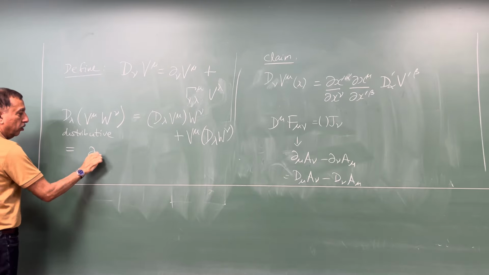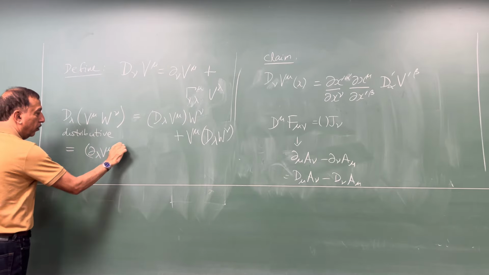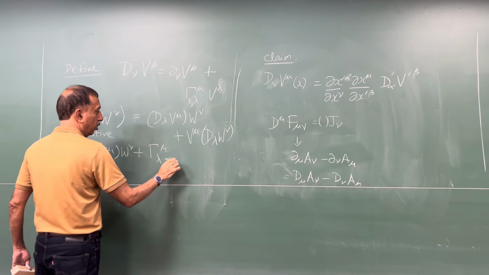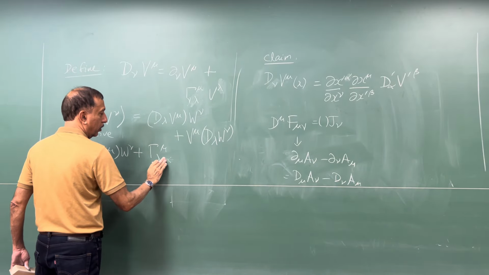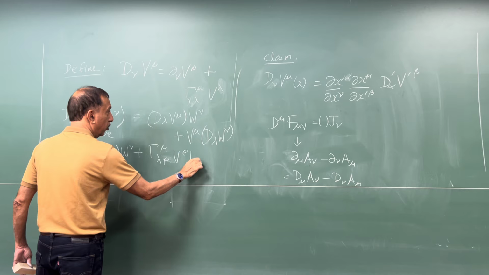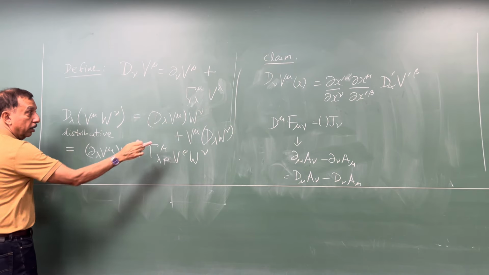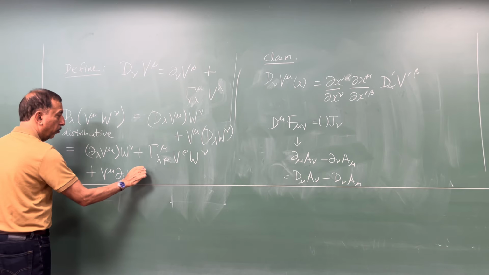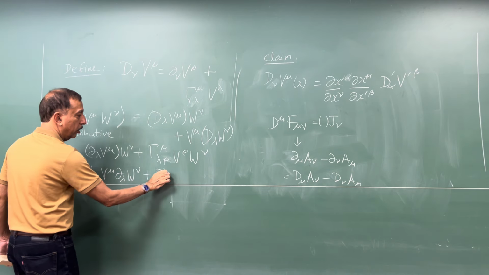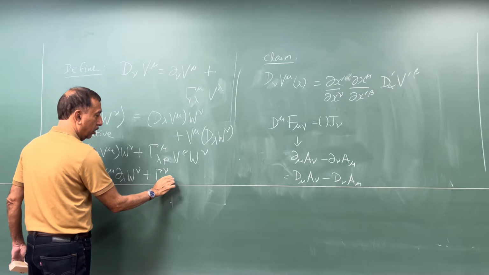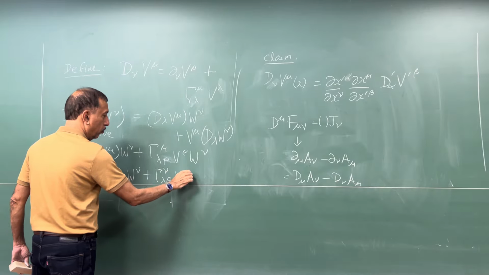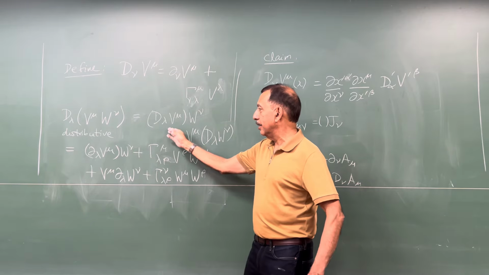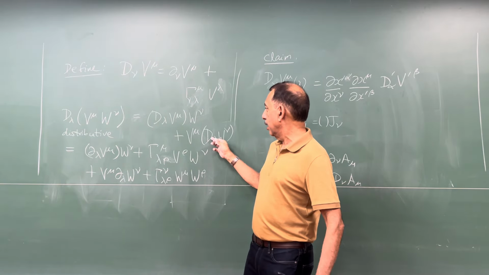I can expand it. So del lambda v mu, w nu, plus gamma lambda rho mu v rho w nu. Then the next term I have to expand out: v mu del lambda w nu plus gamma nu lambda rho v mu w rho. So I wrote this D here, and in the next line I wrote this D on w.